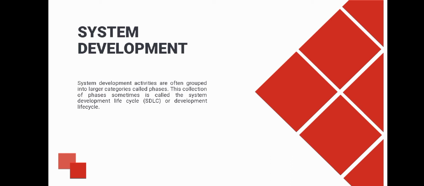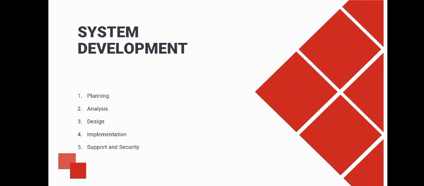As a user of a technology in a business, you might someday participate in the modification of an existing information system or the development of a new one. Thus, it is important that you understand system development. Many traditional SDLCs contain five phases: planning, analysis, design, implementation, support, and security.